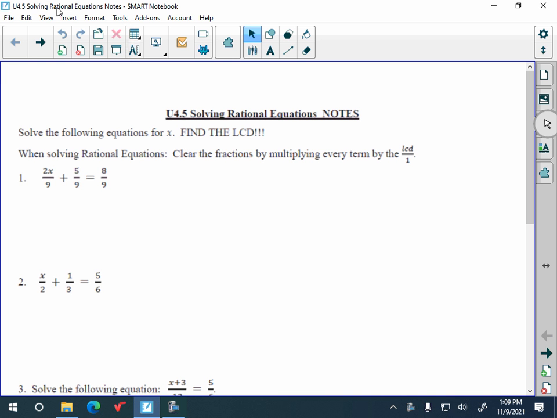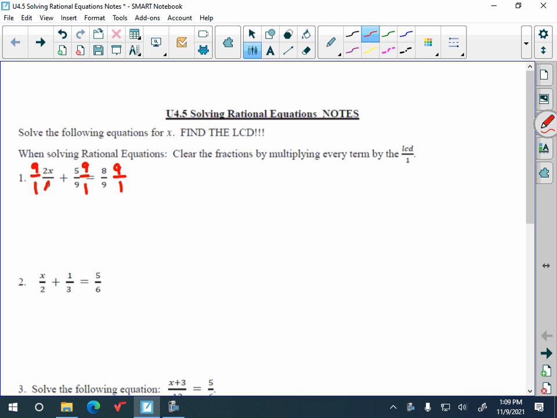All right, so on number 1, what would the LCD be? 9. Okay, so we're going to multiply everything by 9 over 1. All right, so now we can cross cancel. So that's 2x plus 5 equals 8.